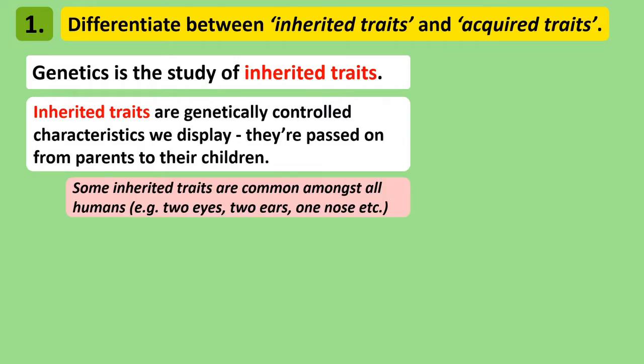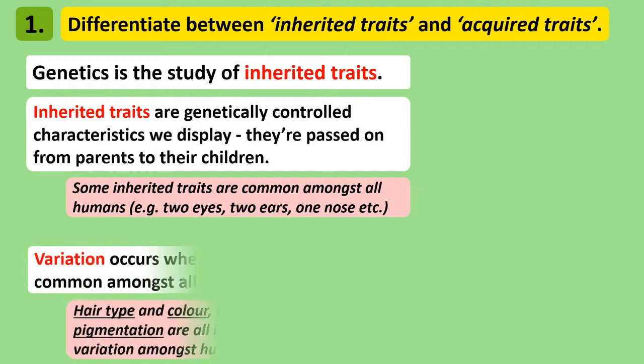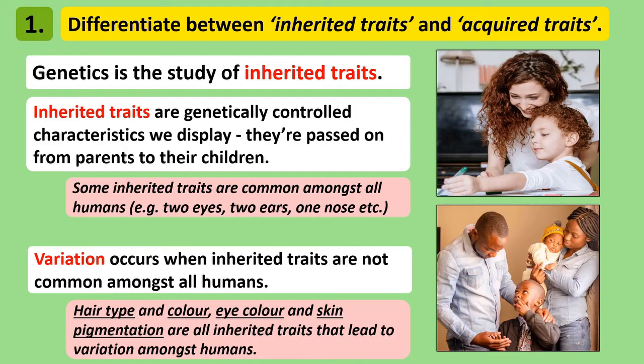Some traits are common amongst all humans, like having 2 eyes, ears, arms, and legs. But other inherited traits lead to variation or difference amongst humans. Eye colour, hair colour, skin colour, curly hair, or straight hair are all examples of inherited traits. You had no control over your natural hair colour. You were just born with it because you received those genetics from your parents.